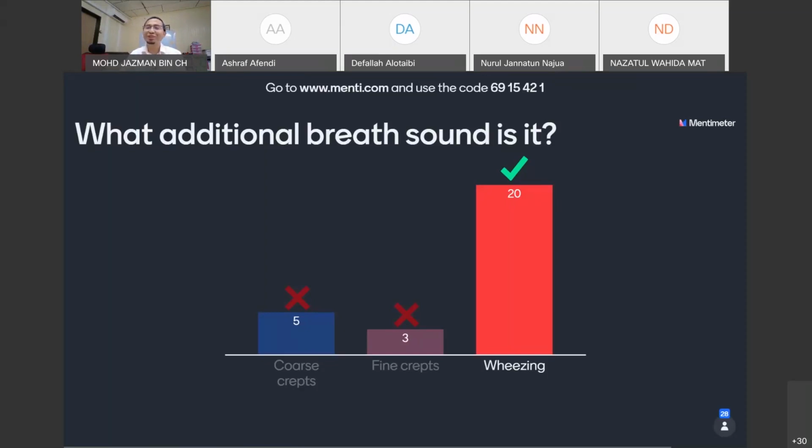Okay. So as you can hear in the audio clip, it sounds like something is whistling. So that is an example of wheezing. And wheezing usually happens on expiration. Why? Because in expiration, the airway reduces in diameter or nearly closes, because of the pressure and the airflow, things like that.